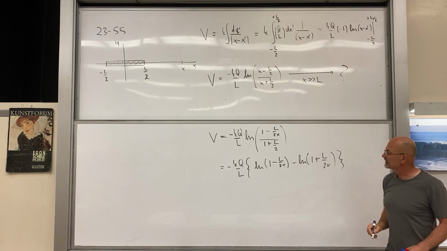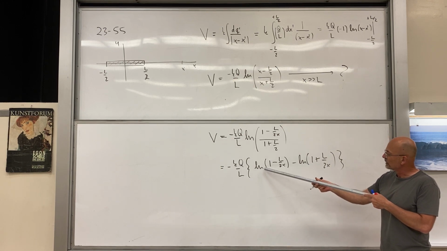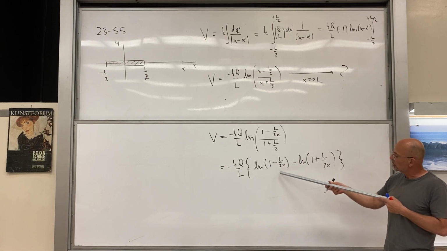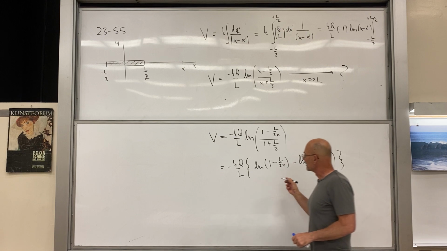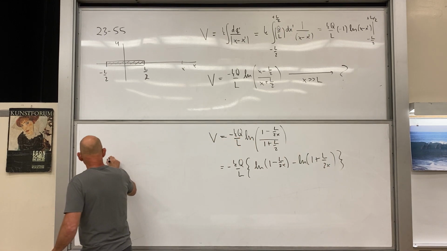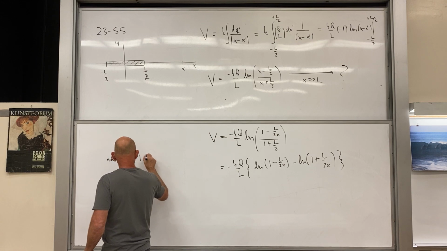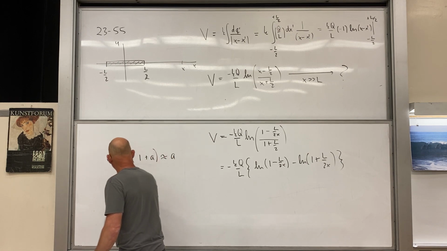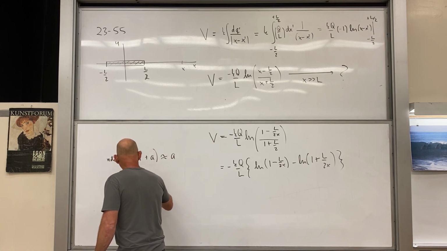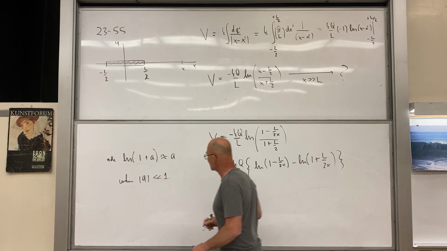So yeah, this is still exact, but now what we're going to do is approximate log of 1 plus a small quantity by that small quantity. Okay. So I'll just put this here. Note natural log of 1 plus a is approximately equal to a when the magnitude of a is much less than 1.